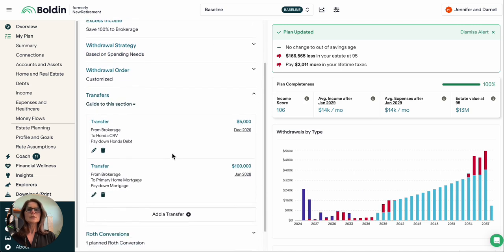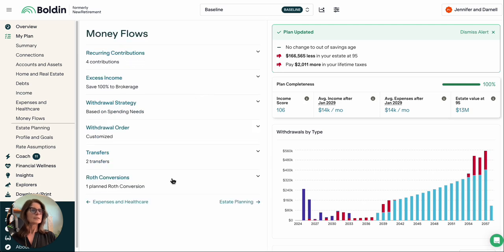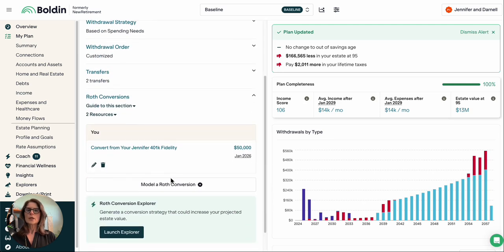The next area is transfers, which allows you to move money in and around your plan. Transfers are commonly used to pay down debts. And the last section is Roth conversions, where you may add Roth conversions, which may also be applied directly from the Roth Conversion Explorer. See our resources on the Roth Conversion Explorer to learn more about this feature.